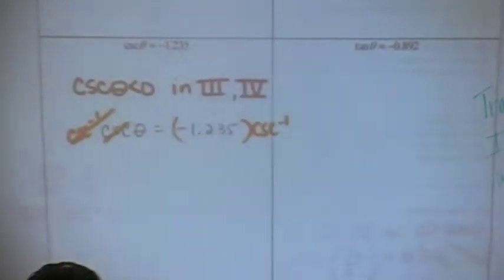Okay, so the problem is cosecant of theta is negative 1.235. I need to get rid of cosecant. So the only way you can get rid of something is to do the inverse. So I'm going to arc cosecant both sides, or inverse cosecant both sides. So when I plug that in this calculator, cosecant goes with sine. So I'm really arc signing, and I just put in 1 over.